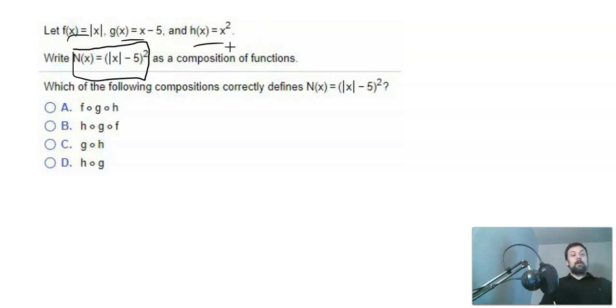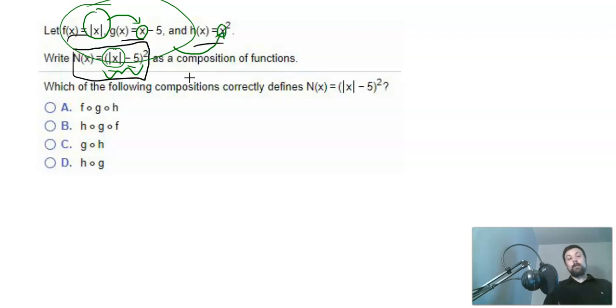Okay, so what has to get plugged into what to make this happen? Well, we can see we have the minus 5 here, but instead of just x, we have absolute value of x there. So obviously what I want to do is take this absolute value of x and plug that into g of x to replace the x there with absolute value of x. And then that result is getting squared. And so if I want that result to get squared, I need to take that result from this and plug it in to h. That way, whatever I plug in here will get squared, right?